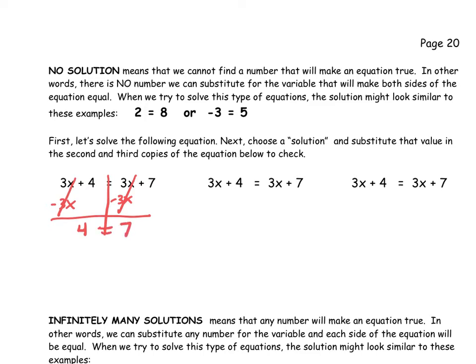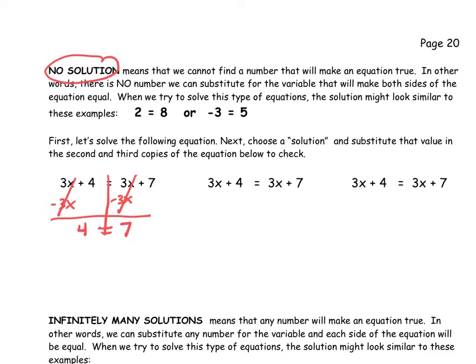And now I have an untrue statement. 4 does not equal 7. When this happens, that's an indication that there's no solution. So let's just randomly see if we can find a number that will work. So I'm going to randomly pick the number 10.